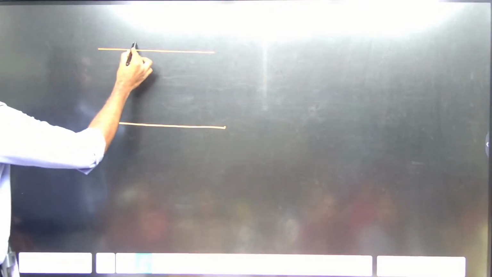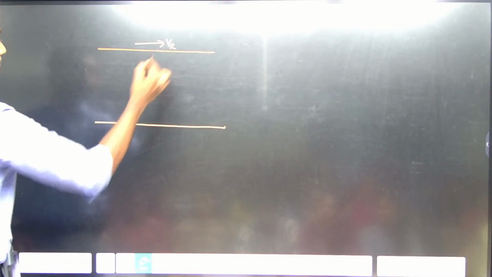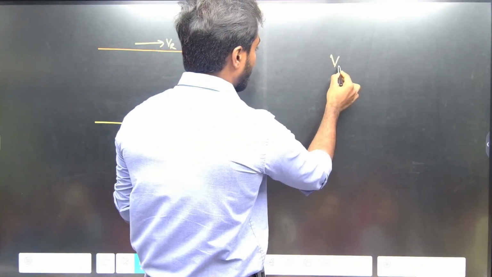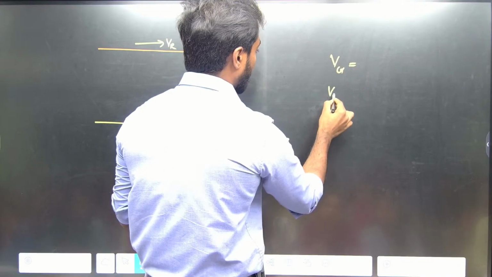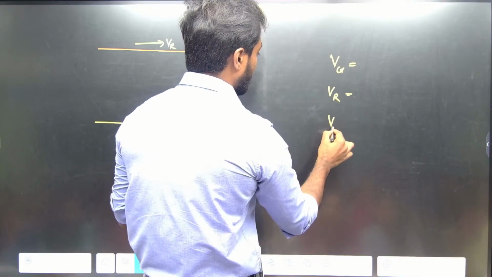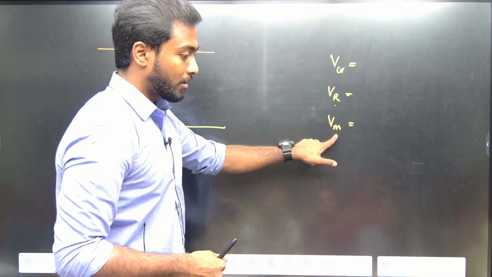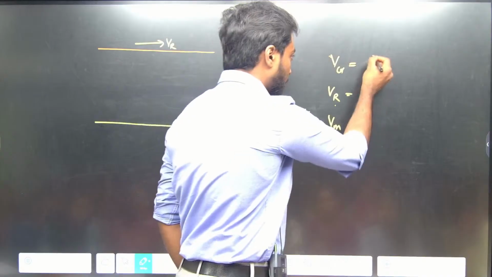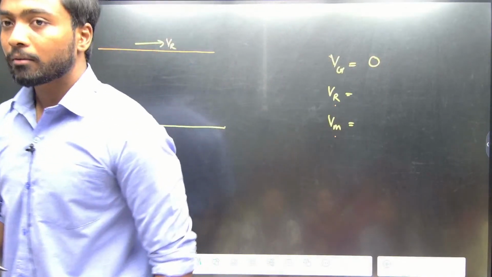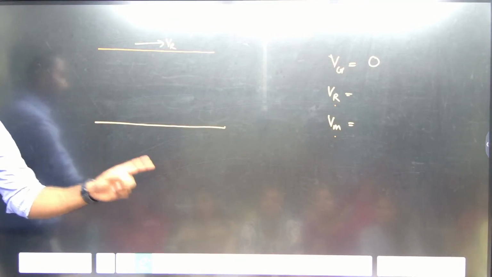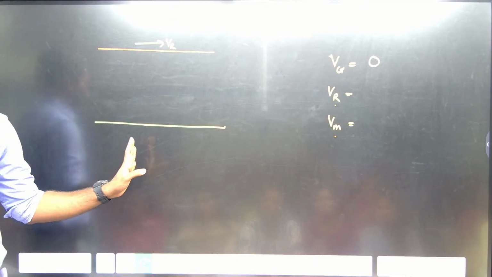This is the velocity of the river. So here the terms which we are going to use are velocity of the ground, velocity of the river, velocity of the man. Three things we are using: velocity of the ground, velocity of the river, velocity of the man. Velocity of the ground will always be equal to 0. It is not moving. Yes or no? The water is moving and the man is going, that's it.